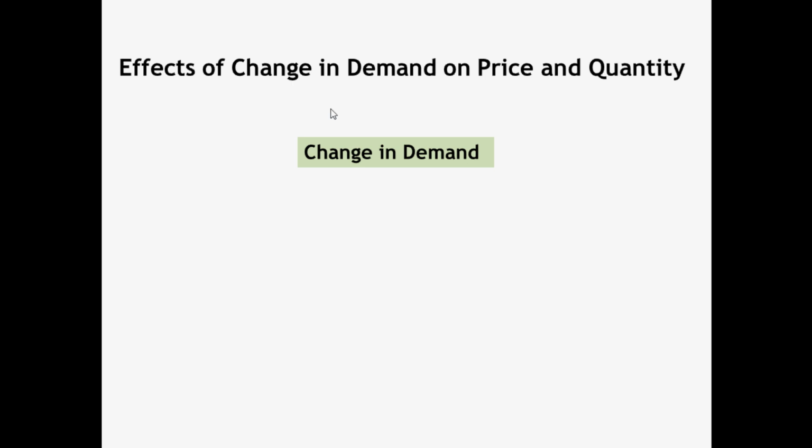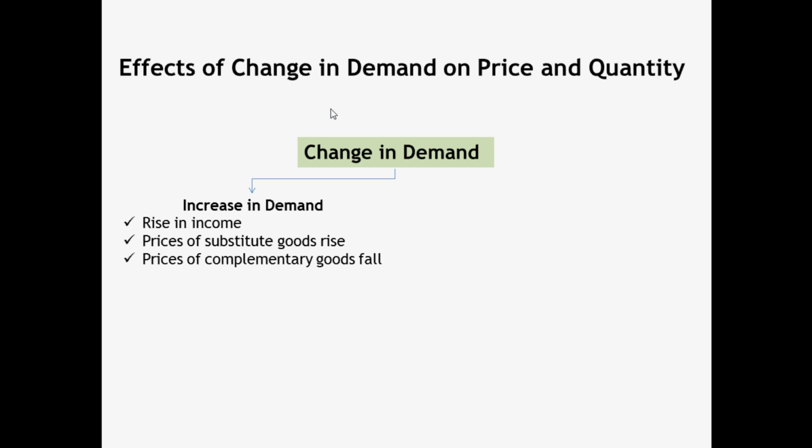Change in demand can be of two types. Increase in demand, when demand rises due to the change in other factors, remaining the price fixed. Some examples of such changes in factors are rise in income, rise in prices of substitute goods, fall in prices of complementary goods, etc. While there is an increase in demand, the demand curve shifts to the right.